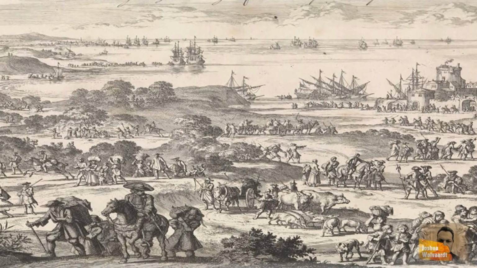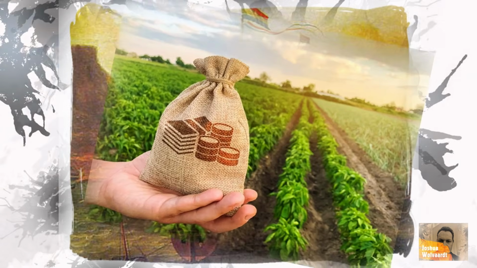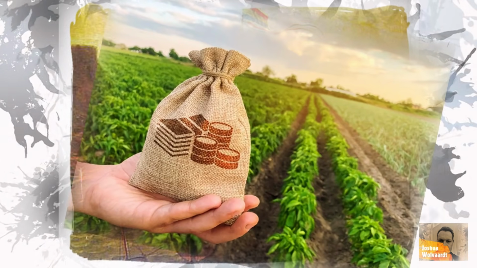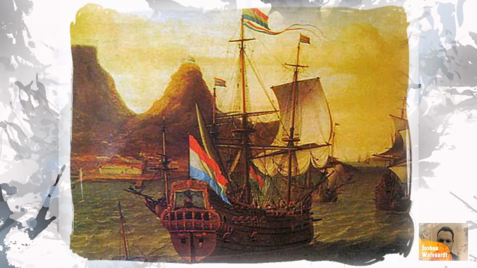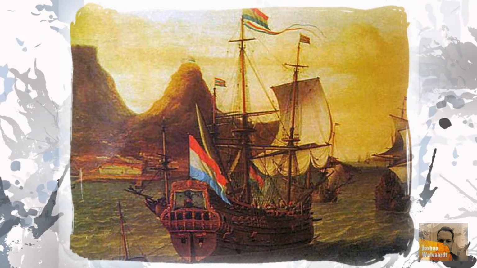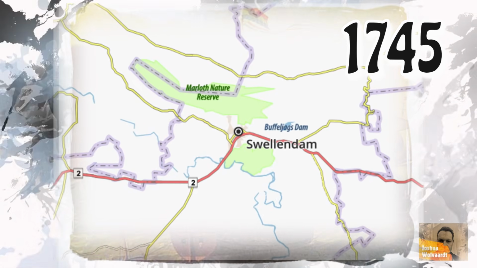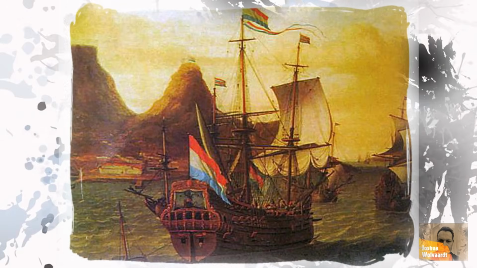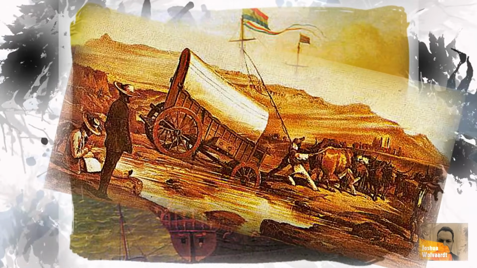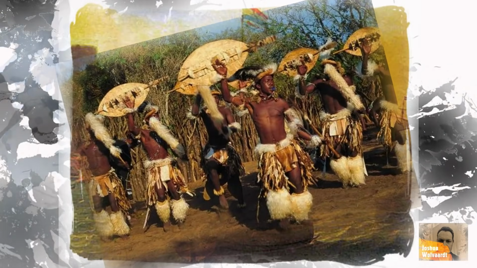In response to the authoritarian rule of the company, which controlled various aspects of farming, trade, and immigration, some farmers sought to escape by moving further inland. To maintain control over these migrants, the company established a magistracy in Swellendam in 1745 and another in Graaff-Reinet in 1786. The Gamtoos River was declared the eastern frontier of the colony, but Trekboers soon crossed it to prevent clashes with Bantu peoples advancing from East Central Africa.